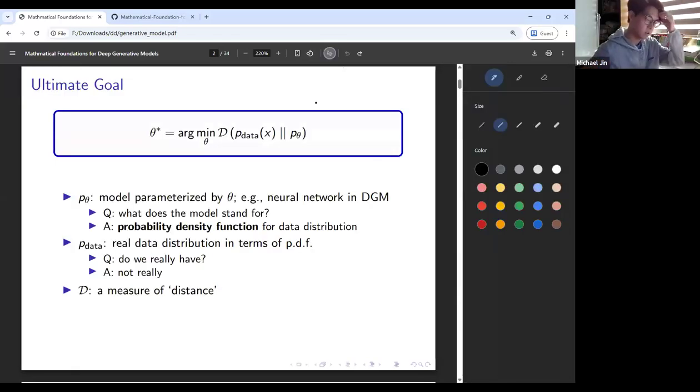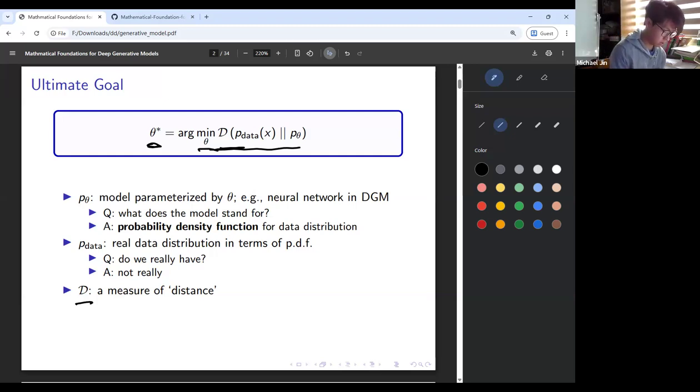Okay, so the first topic is the ultimate goal for generative models. We have to train a model that can generate new samples based on the given data input. So our ultimate goal is to find the optimized parameters for our neural network that minimize the distance between the real data distribution and the data distribution that our model represents, right?